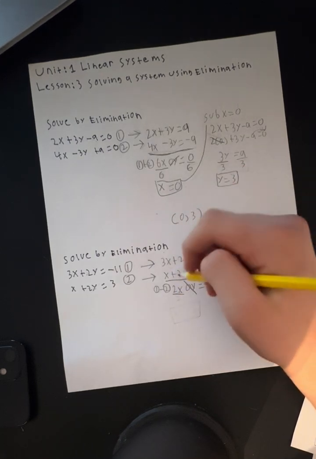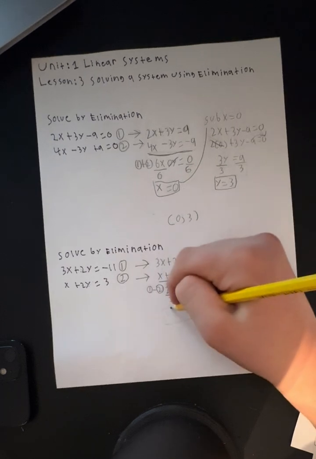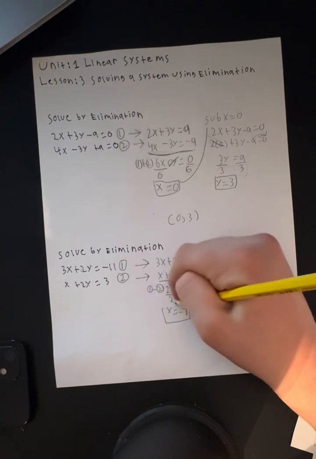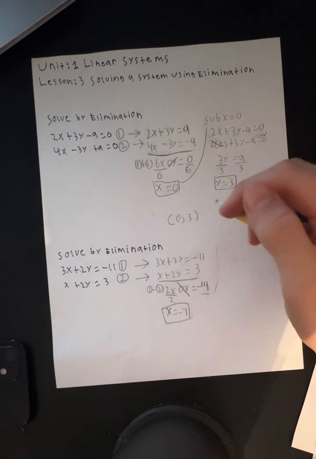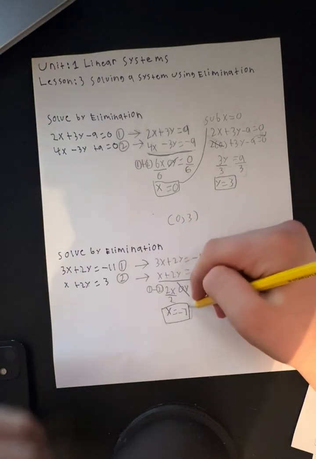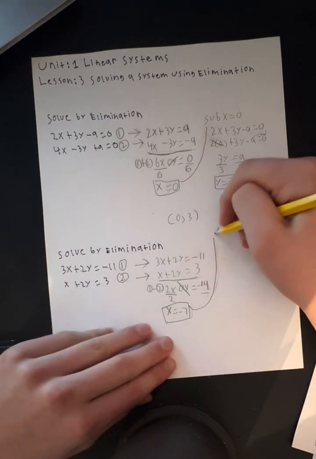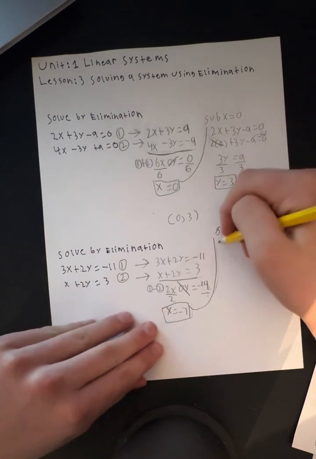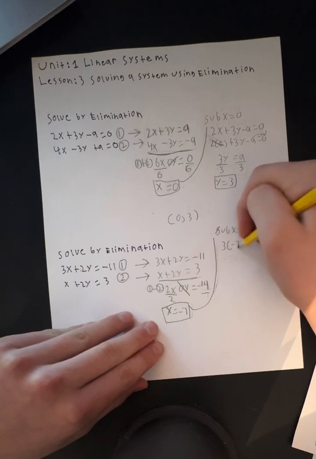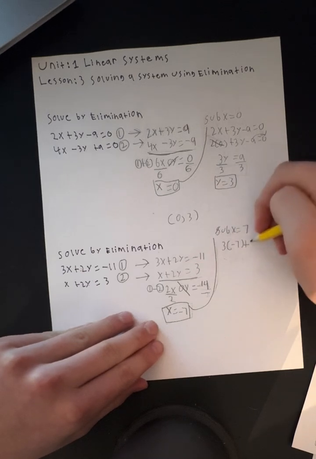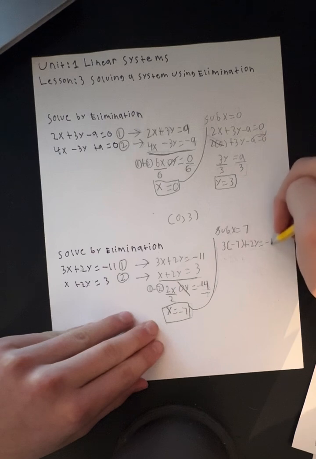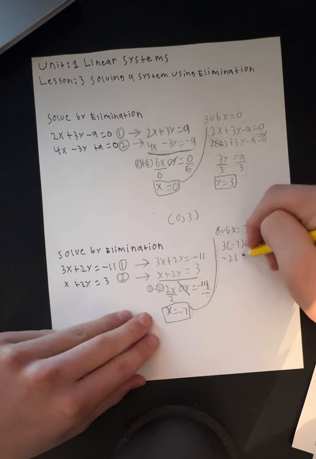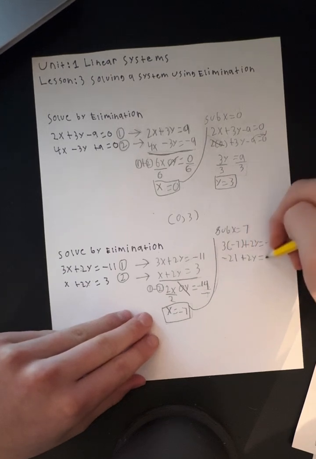Divide both sides by 2, and you will get x equals negative 7 here. That is our first answer. Now we will sub x equals negative 7 into our first equation, which will get us 3 times negative 7 plus 2y equals negative 11. And 3 times negative 7 gets us negative 21 plus 2y equals negative 11.